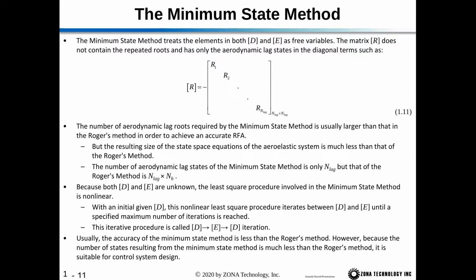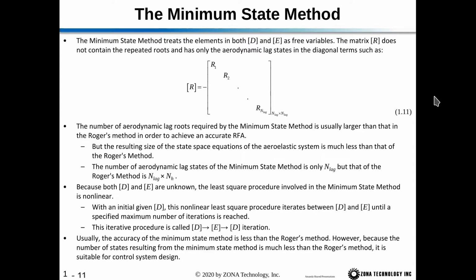The minimum state method treats the elements in both D and E as free variables, and the matrix R does not contain repeated roots and only has the aerodynamic lag states in the diagonal terms. So if we have n lag equals 5, the final size of the R matrix is just a 5 by 5 matrix.